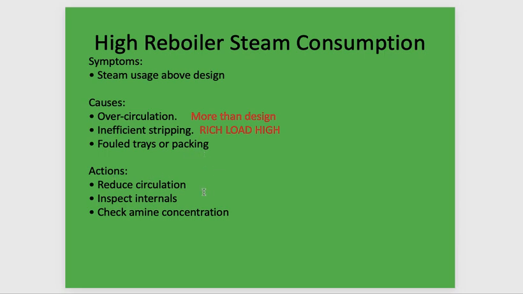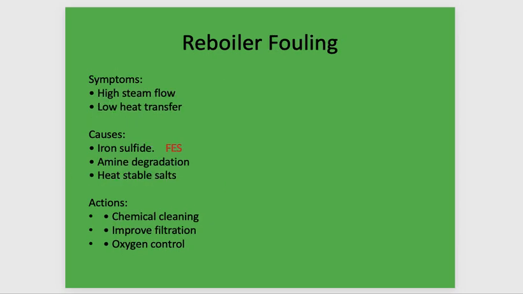Fouled tray or packing. Here the remedy is to reduce the circulation, or inspect the internals at the nearest shutdown, and check the amine concentration. Reboiler fouling. The symptom is high steam flow, because you introduce more steam flow to the reboiler, but no efficiency. I did not get an increase in the heat. Low heat transfer. The cause is iron sulfide. The combination of iron, which results from corrosion, and the sulfur, iron sulfide, can cause fouling in the reboiler and inhibit the efficiency of heat transfer a little bit.